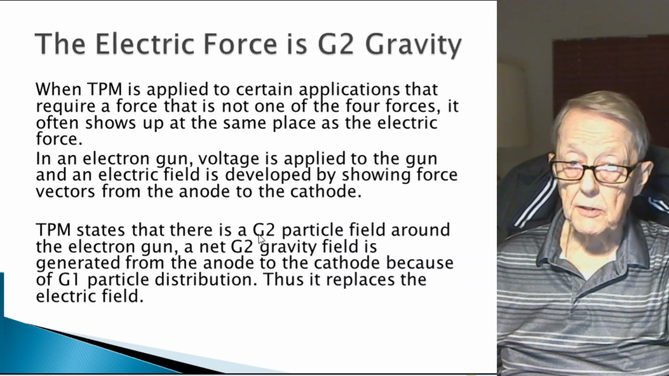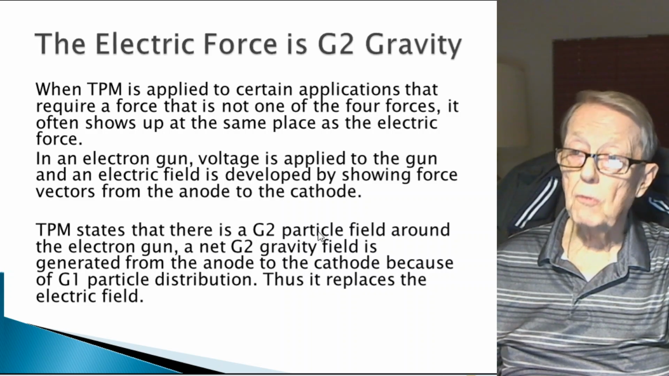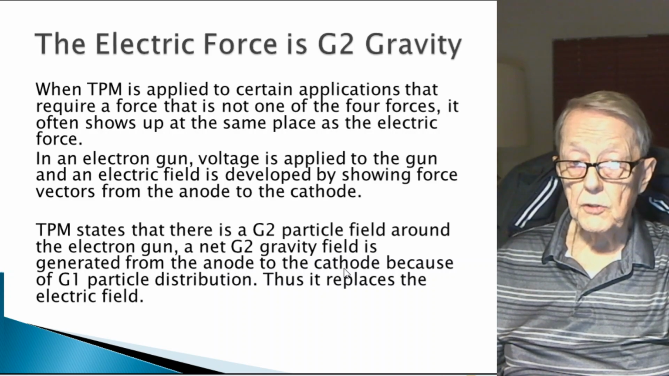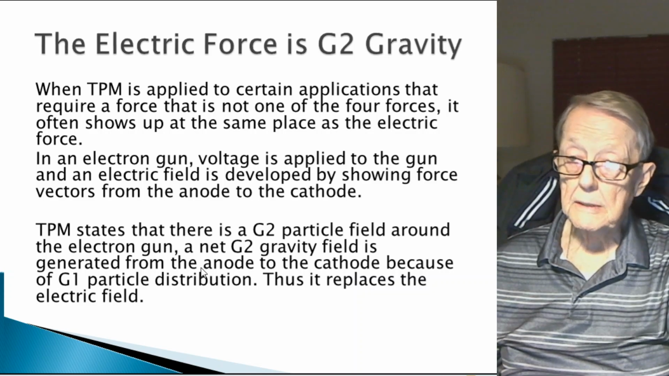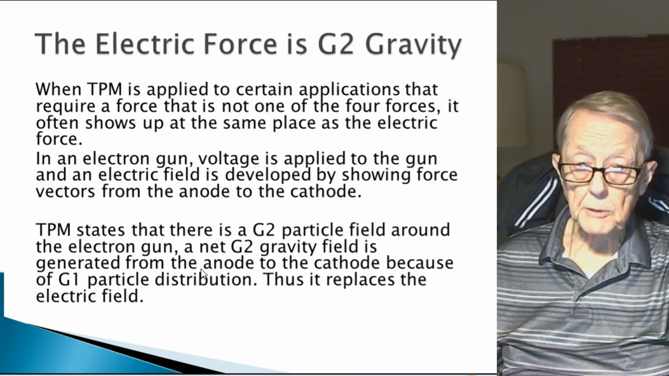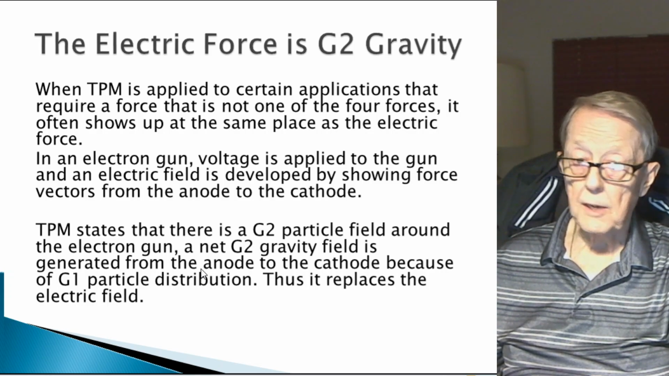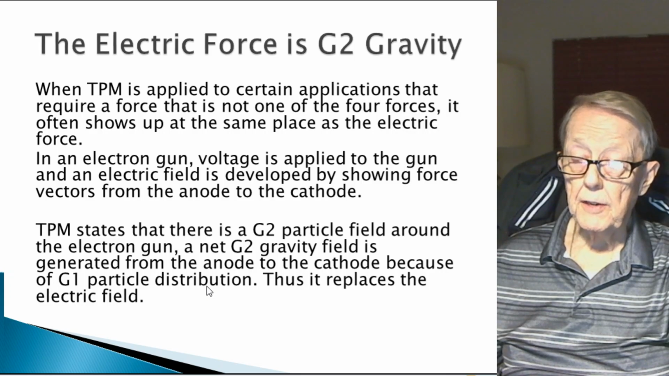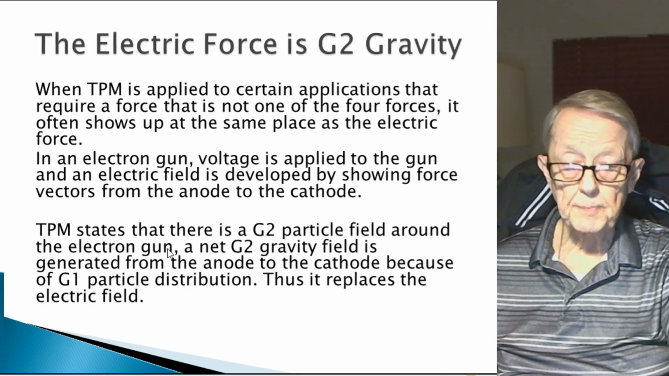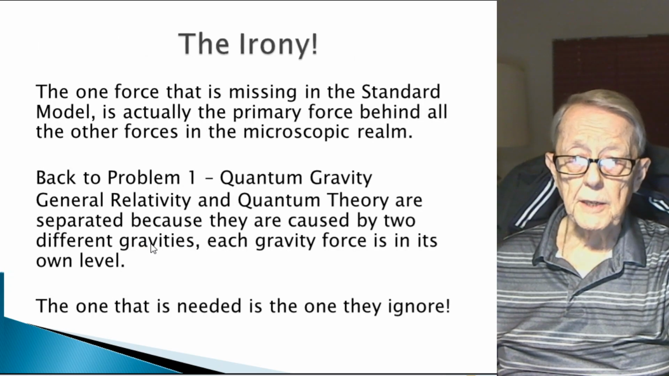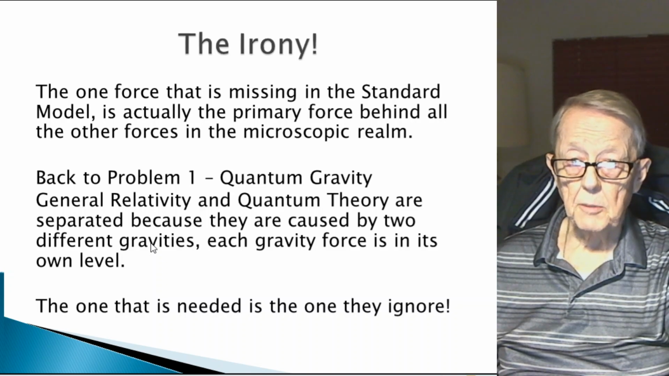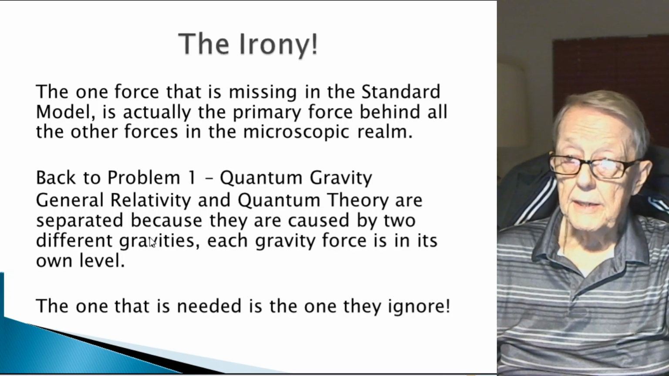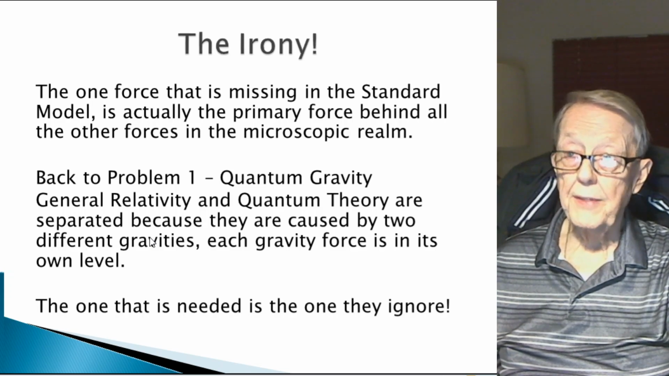The particle model states that there's a G2 particle field around the electron gun. There's a whole field of particles coming at the electron gun, and a net G2 field is generated from the anode to the cathode because of the G1 particle distribution that's being developed by the voltage. Voltage is pushing the G1 particles through and around the gun. Thus, G2 gravity replaces the electric field, and I also found this to be true in diodes and transistors. Here's the irony. The one force that is missing in the standard model, the electric force, is actually the primary force behind all the other forces in the microscopic realm. So the irony is, they discard the one they need.